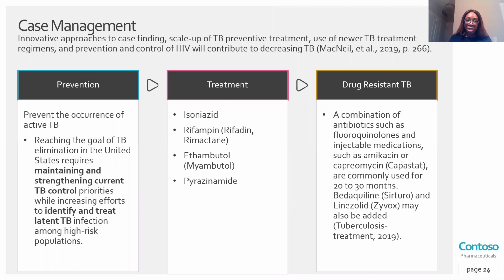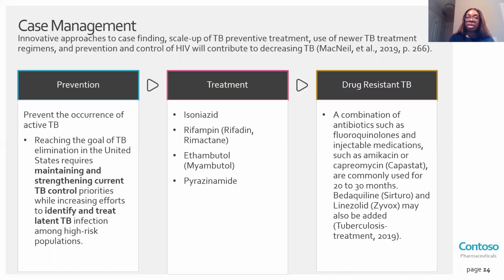So for our case management, looking at different approaches we have to control tuberculosis. The first thing we can do is prevention of HIV, because having HIV increases your risk of getting tuberculosis by weakening your immune system. Other things we can do is identify those who have latent TB and treat them so that it doesn't progress to active TB.